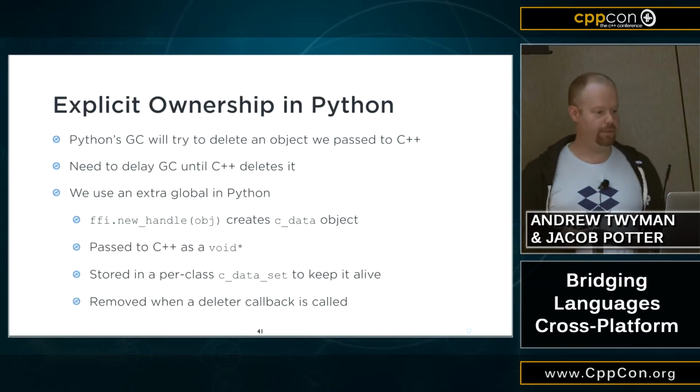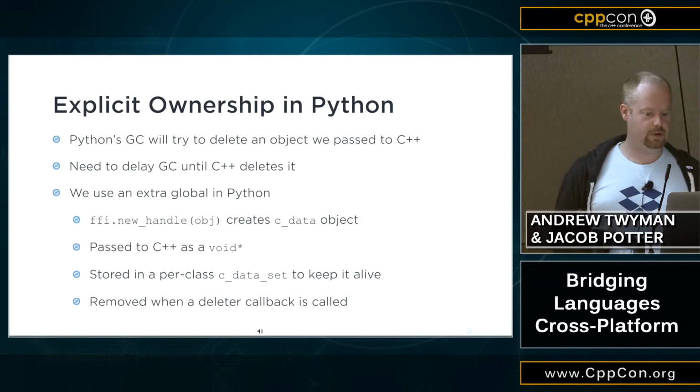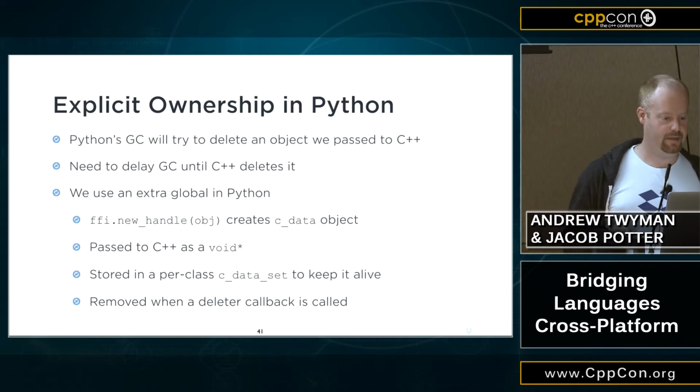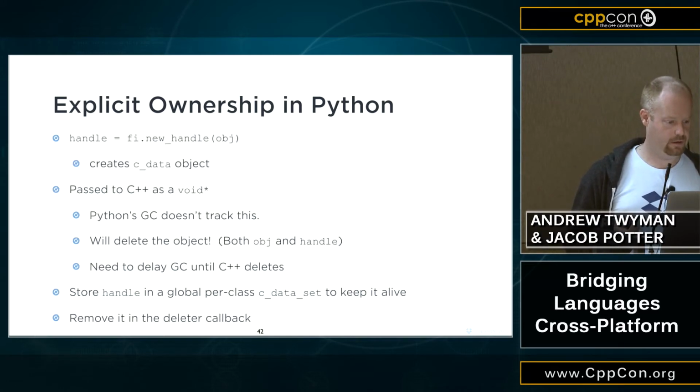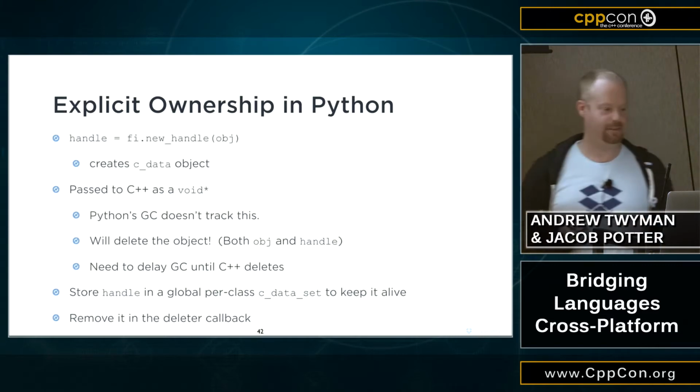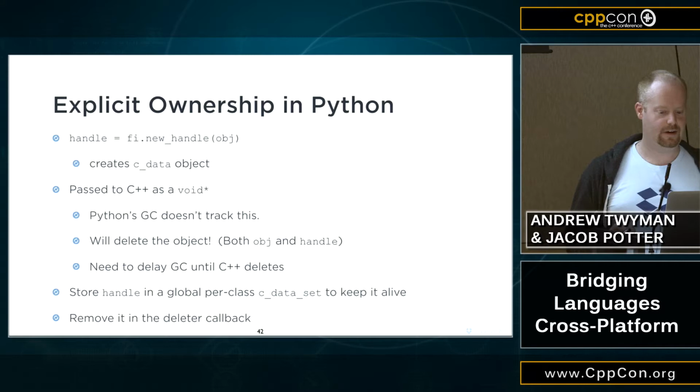So how do you do explicit ownership in Python? Do I have two copies of this slide? I do. I'm sorry. I revised this slide at the last minute, and this is the revised version.